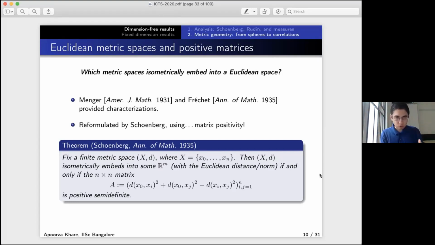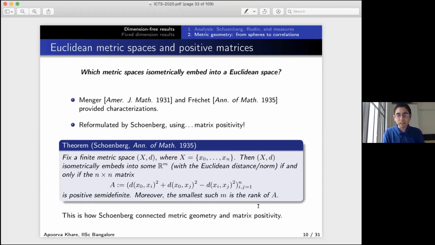So similarly, you can ask, okay, here is a finite metric space. What is the smallest dimension in which it embeds? And that smallest dimension m is given precisely by the rank of this matrix. So that's your m. Any m bigger than the rank of this matrix will work. But this is the smallest one. So this is what Schoenberg used, how he obtained a connection between metric geometry and matrix positivity.